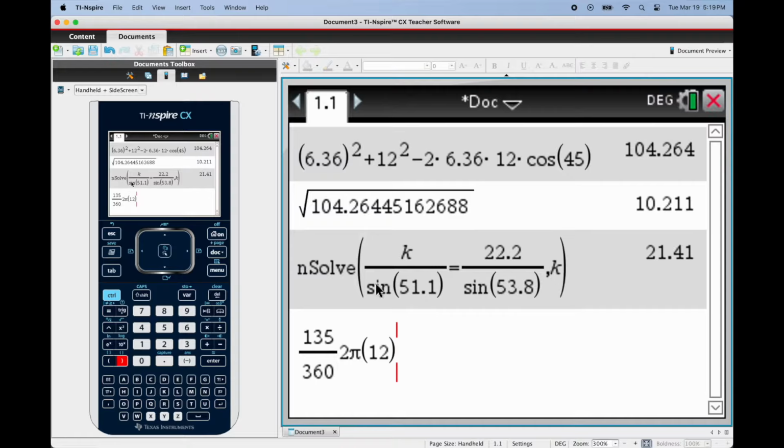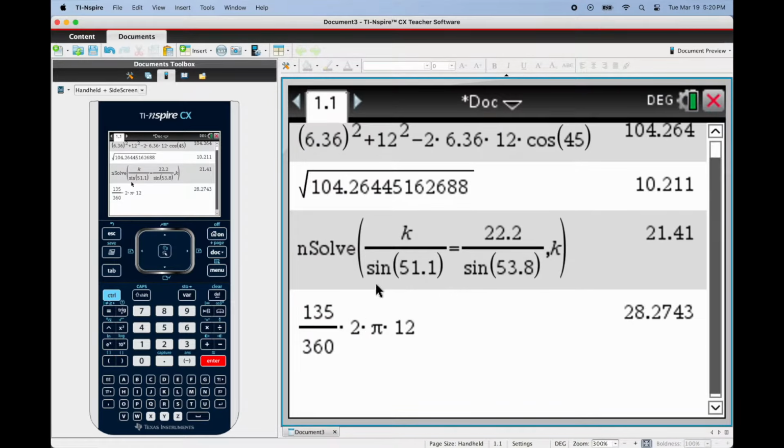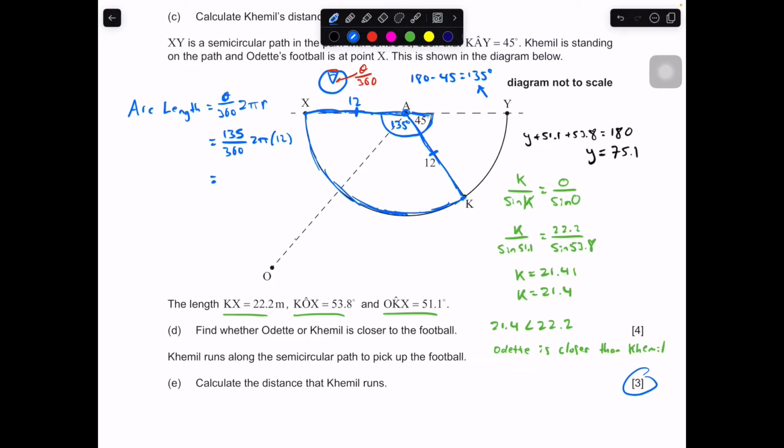Alright. The distance that Camille runs is 28.2743. So let's write that down. Going back to the document, 28.2743 to 3 sig figs is 28.3. In this case, it's meters.